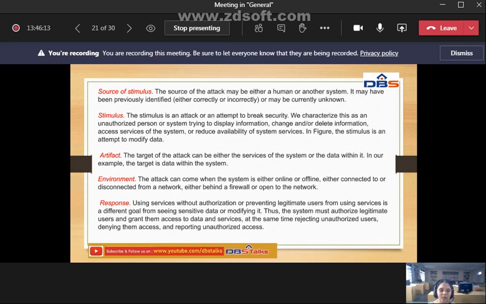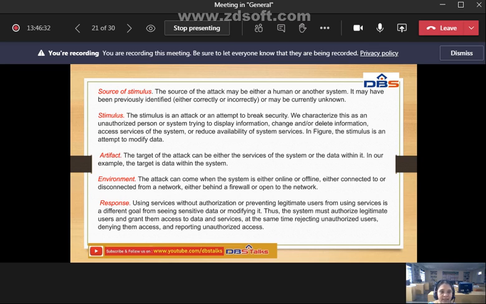So, here the stimulus is what? Some changes occurred in our data, our confidentiality data. So, that is what the stimulus actually is. The stimulus is an attack, or an attempt to break security. So, it will break the security.